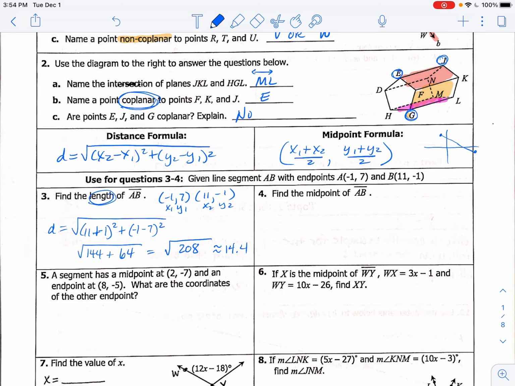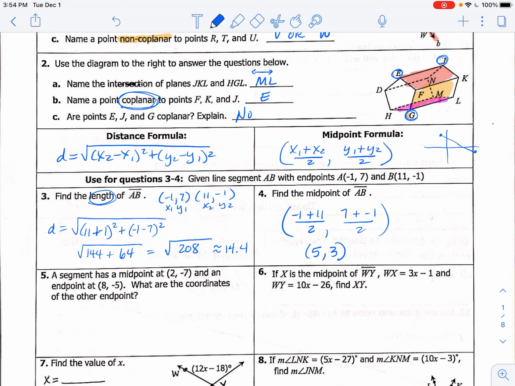Find the midpoint of AB. All right, so I'm going to use my x1, y1, x2, y2, and just plug them into my midpoint formula. So I'm going to add the x's, divide by 2, and I'm going to add the y's, divide by 2. So the x will be -1 plus 11. That's going to give me 10 divided by 2 is 5. And 7 plus a -1 gives me 6 divided by 2, which is 3.